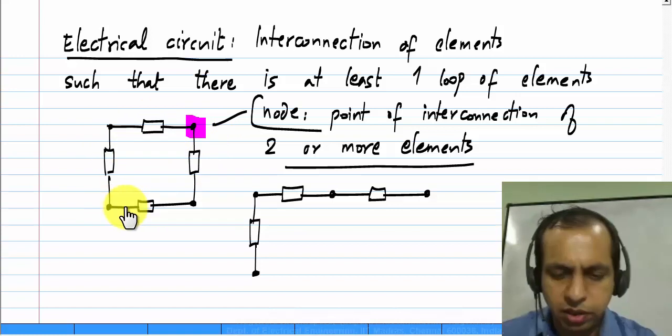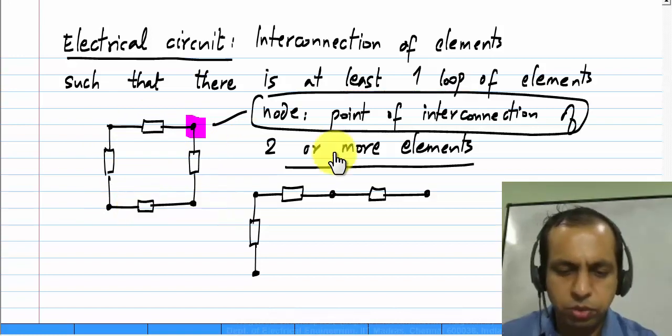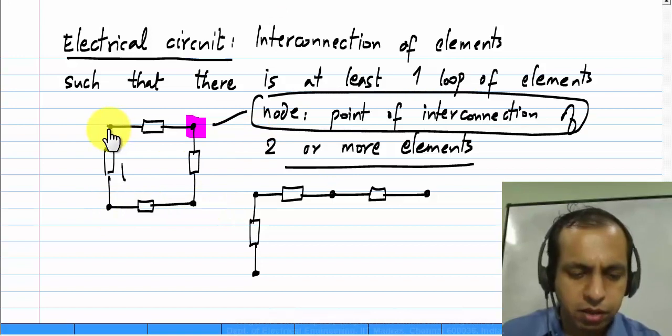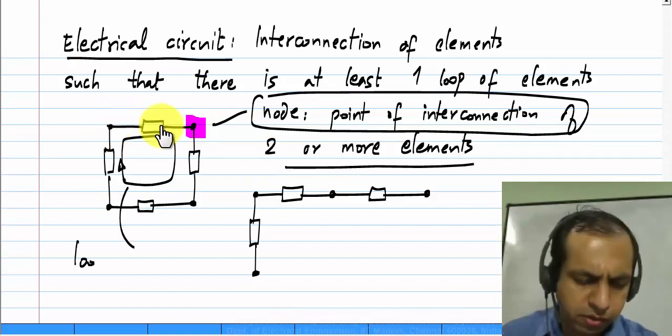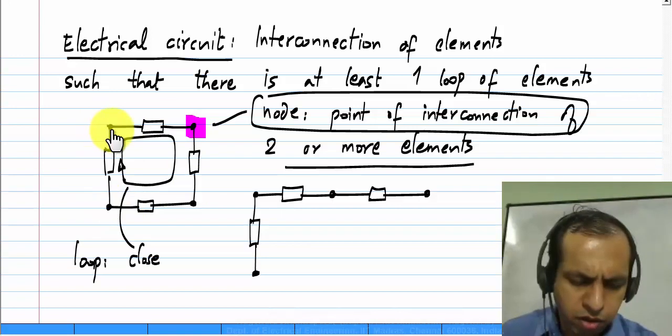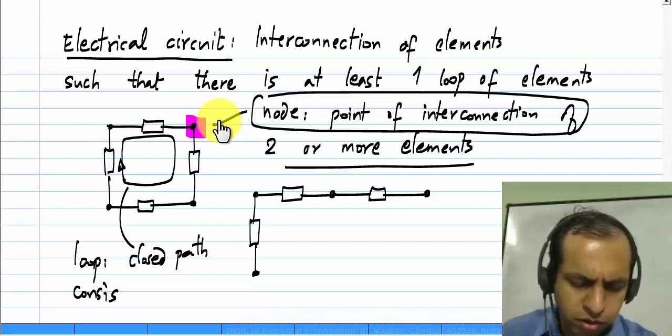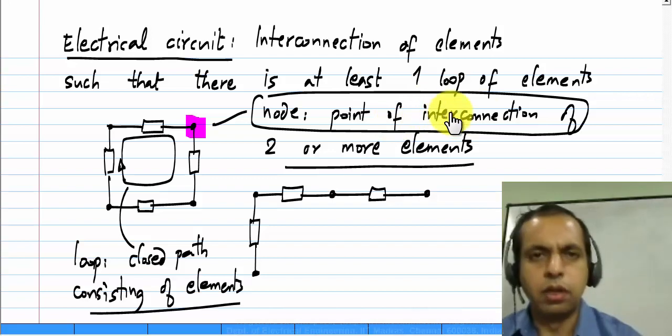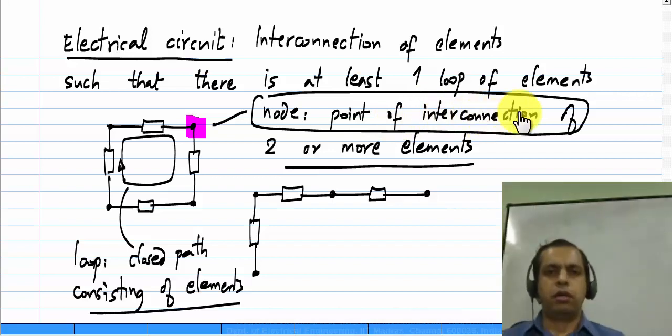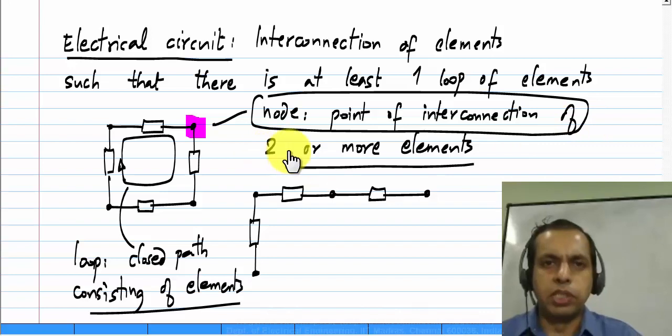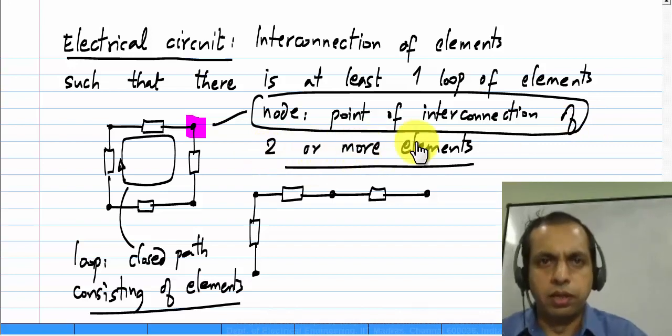A node is a point of interconnection of two or more elements, and a loop is a closed path consisting of elements. Now these are all important concepts when we later go to analysis of circuits.